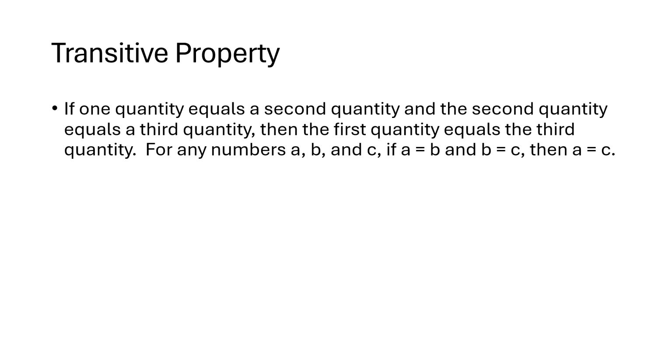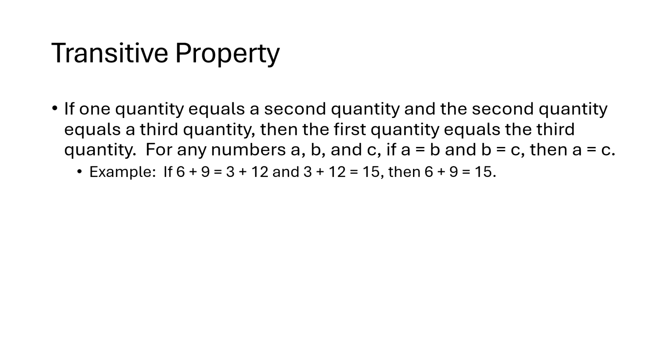Transitive property. If one quantity equals a second quantity and the second quantity equals a third quantity, then the first quantity equals the third quantity. For any numbers A, B, and C, if A equals B and B equals C, then A is equal to C. An example is if 6 plus 9 is equal to 3 plus 12 and 3 plus 12 is equal to 15, then 6 plus 9 is equal to 15.